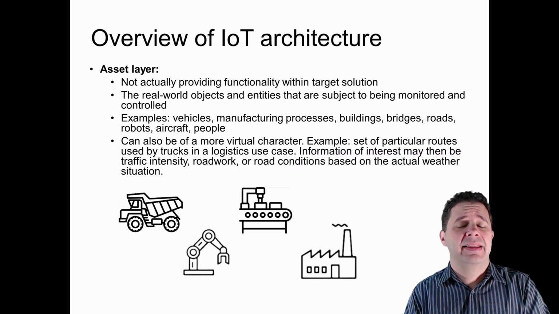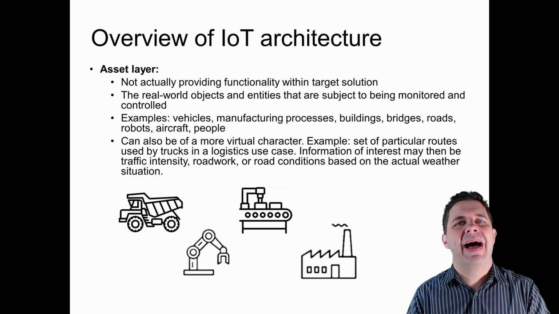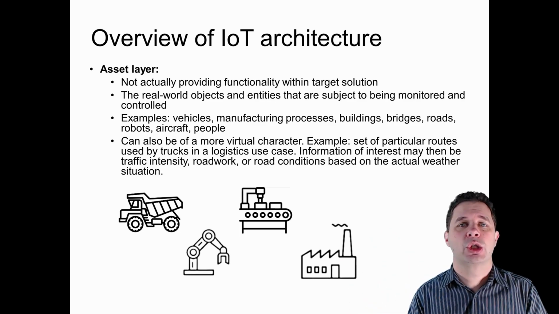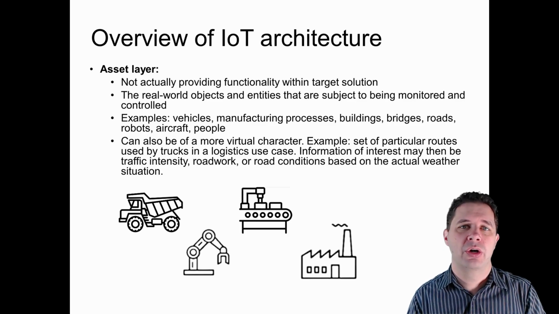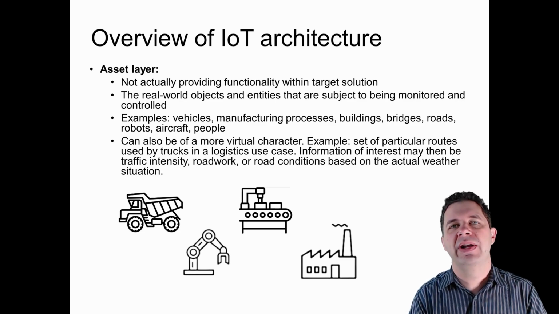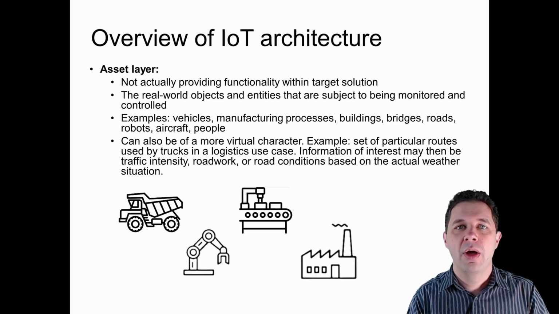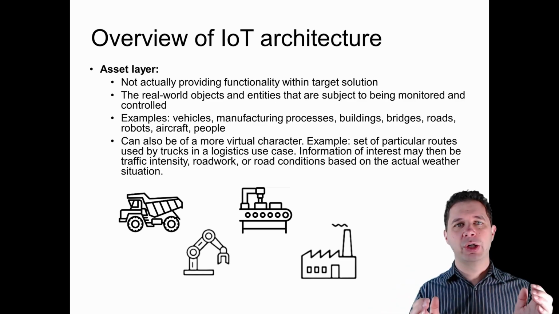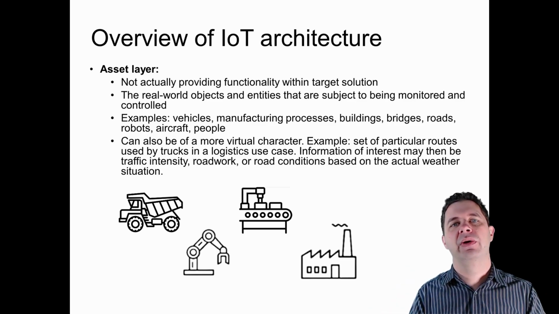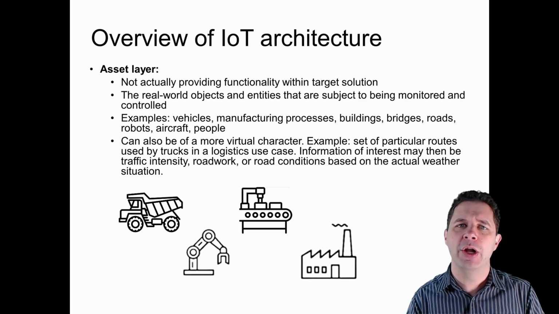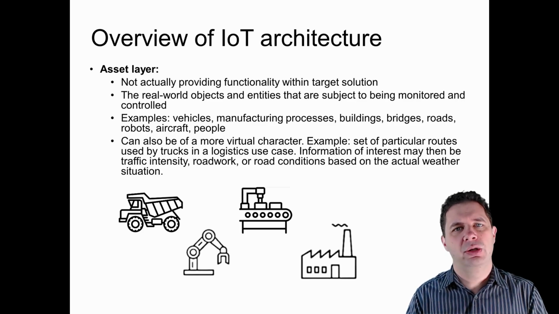And realistically, the asset layer isn't really part of the IoT system. It's what the IoT system sits on top of and is trying to either measure or control. So the asset layer might be things like a robot or a manufacturing process or a building or a bridge or an aeroplane or people even, or animals, all sorts of things that we're trying to get information from the real world. It could also be something that's a bit more virtual or procedural in nature.